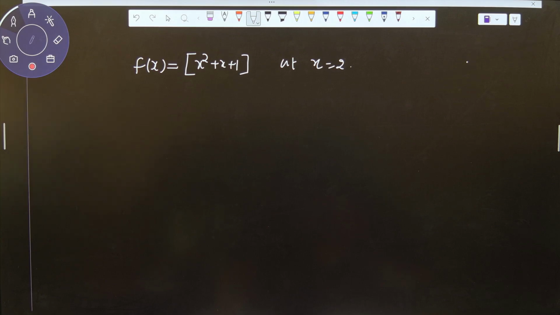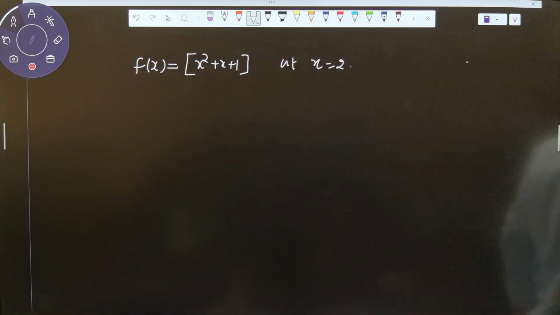Little bit different. Ramcharan, where is your copy, Ramcharan? Notebook. You say notebook, I say copy.